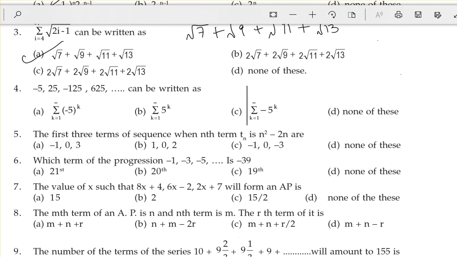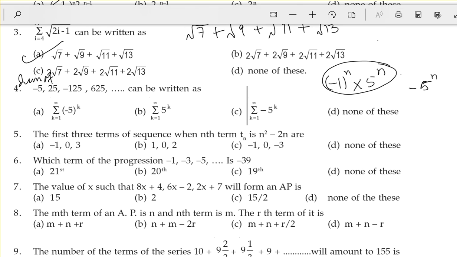Minus 5, 25, minus 125, 625 can be written as minus 1 to the power n into 5 to the power n also. So both to the power n, so minus 5 to the power n. Can be written as, it must ask like this, sum of, because in the options everywhere there is sum. So it must ask about sum.